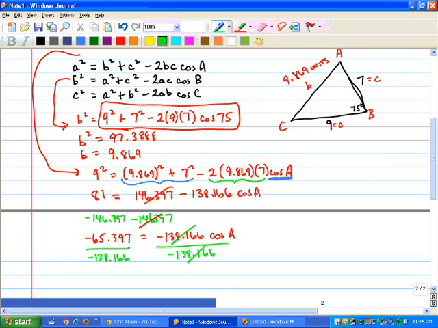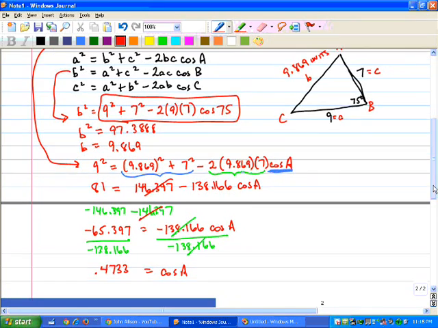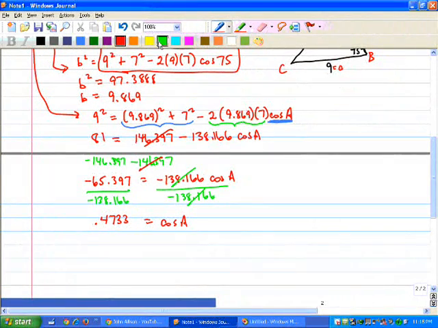These cancel. This leaves me cosine A on the right side, and on the left side, negative 65.397 divided by negative 138.166 gives me 0.4733. Now I take the cosine inverse of both sides of this equation.